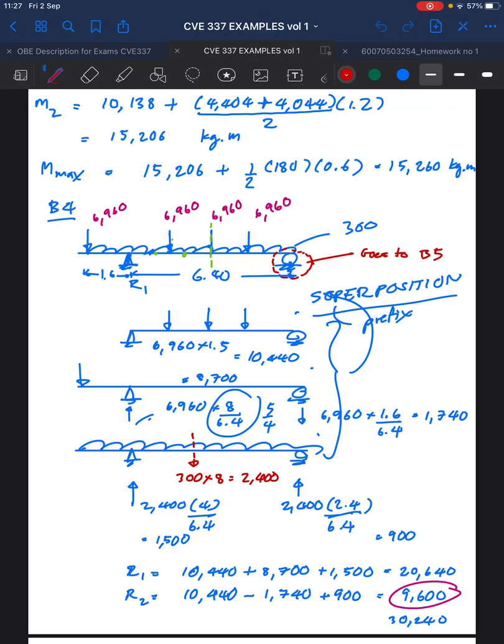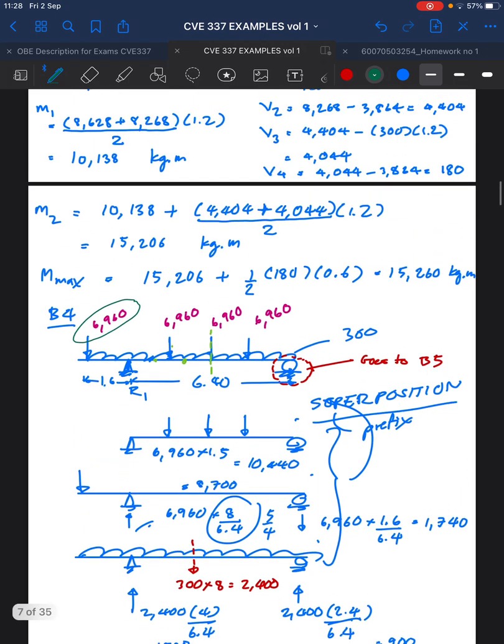Okay, folks, this is to rectify the error that has been made while making example number 2. You know what the error is? It is right here, okay? The point load acting on B4 is not correct.